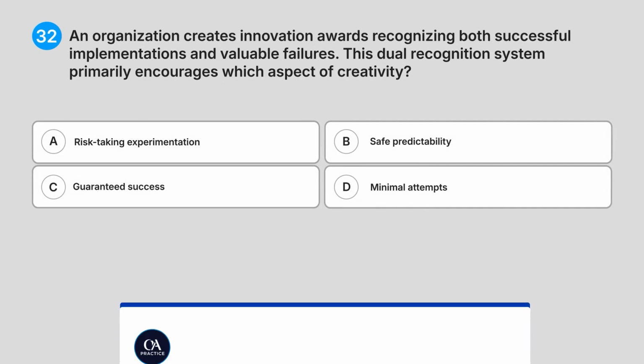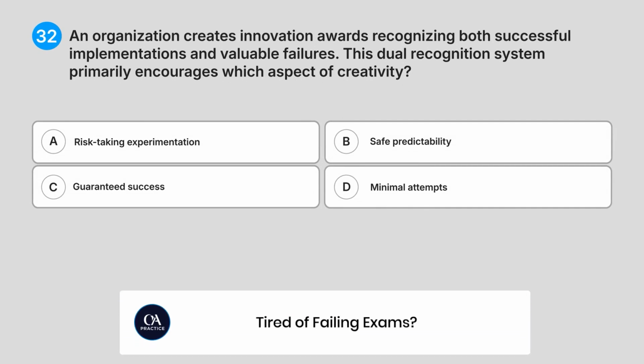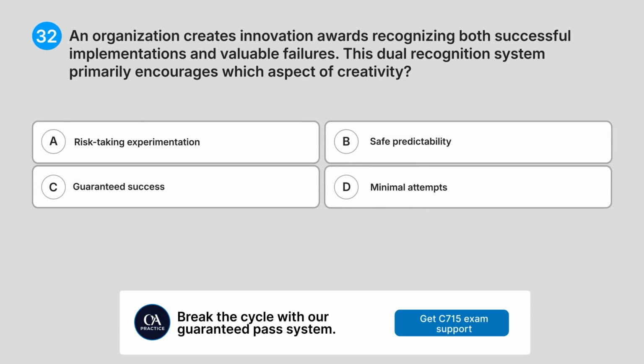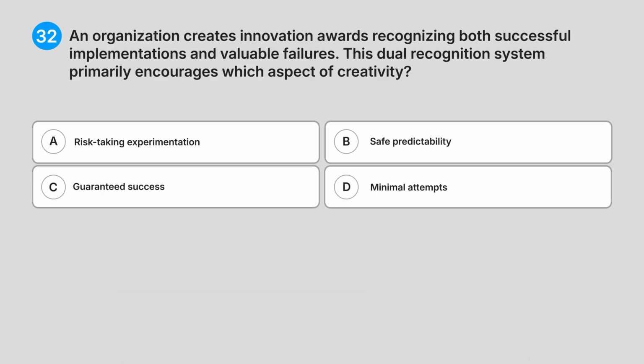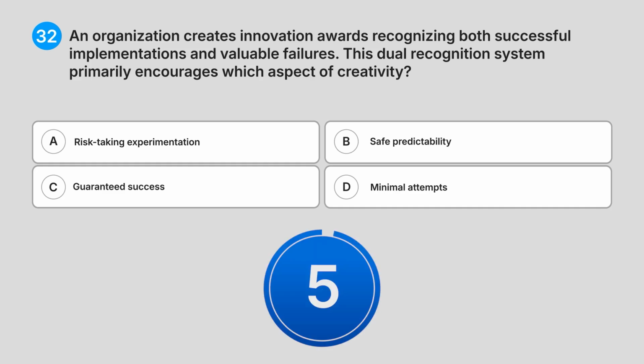32. An organization creates innovation awards recognizing both successful implementations and valuable failures. This dual recognition system primarily encourages which aspects of creativity? A. Risk-taking experimentation. B. Safe predictability. C. Guaranteed success. D. Minimal attempts. Can you guess the answer?